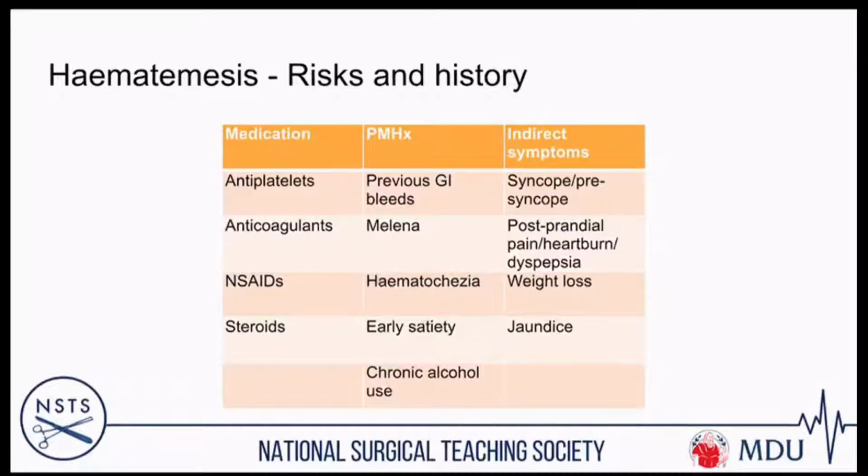Chronic alcohol use is also a big issue for things to get back in the history. And then indirect symptoms that might not come out initially, but if you pull them out from the history, syncope, dizziness, that sort of thing, suggestive of anaemia, can also suggest a bit of bleeding. Weight loss and jaundice go hand in hand with poor liver function as well.